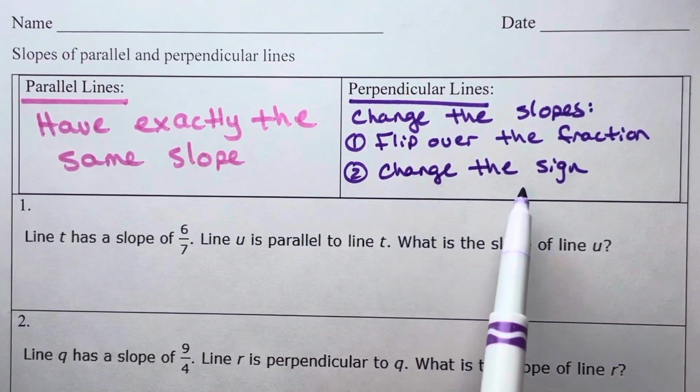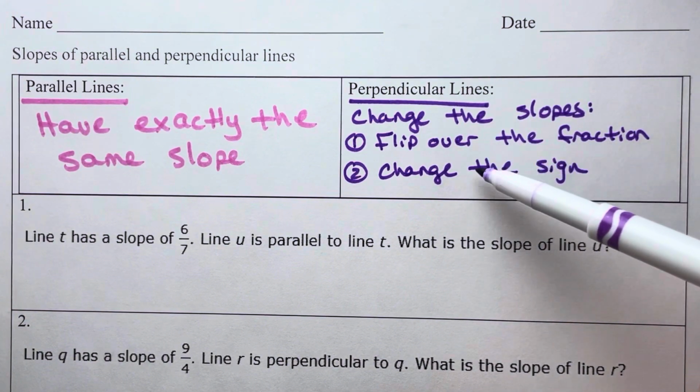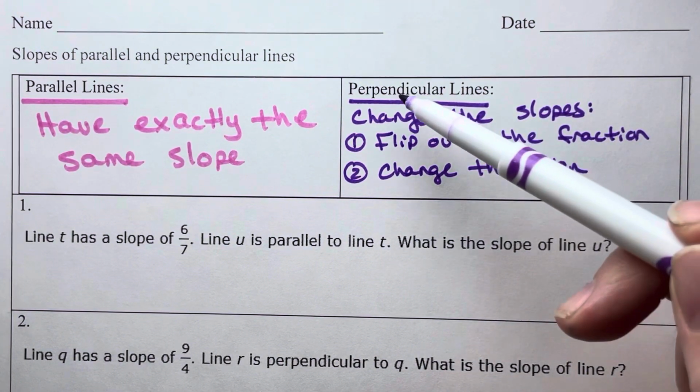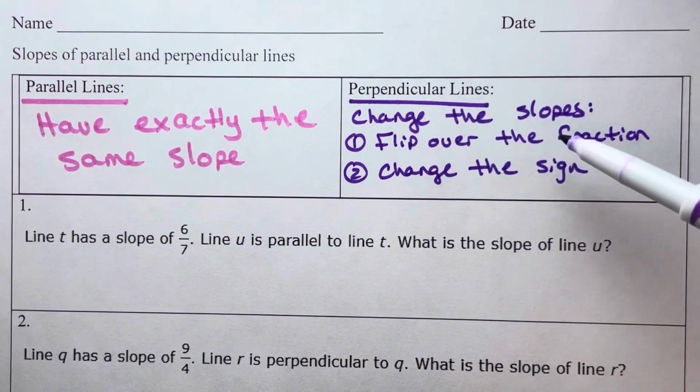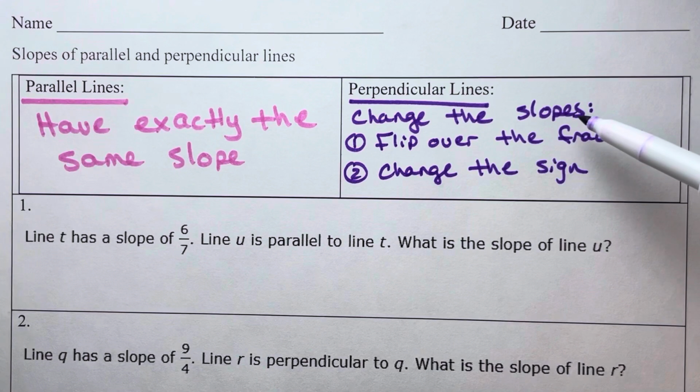Secondly, you have to change the sign. So if the original slope was positive, its perpendicular will be negative. And if the original was negative, its perpendicular will be positive. So these two characteristics, when you have the perpendicular lines, are called negative reciprocals, which you don't see too often at the moment, but that's what it's called.